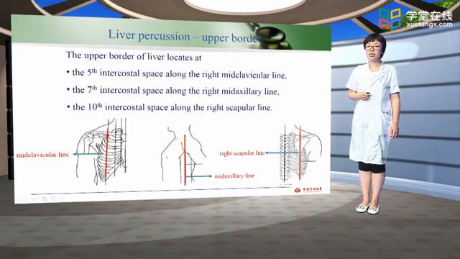Usually, the upper border of the liver is located at the 5th intercostal space along the right midclavicular line, the 7th intercostal space along the right midaxillary line, and the 10th intercostal space along the right scapular line.